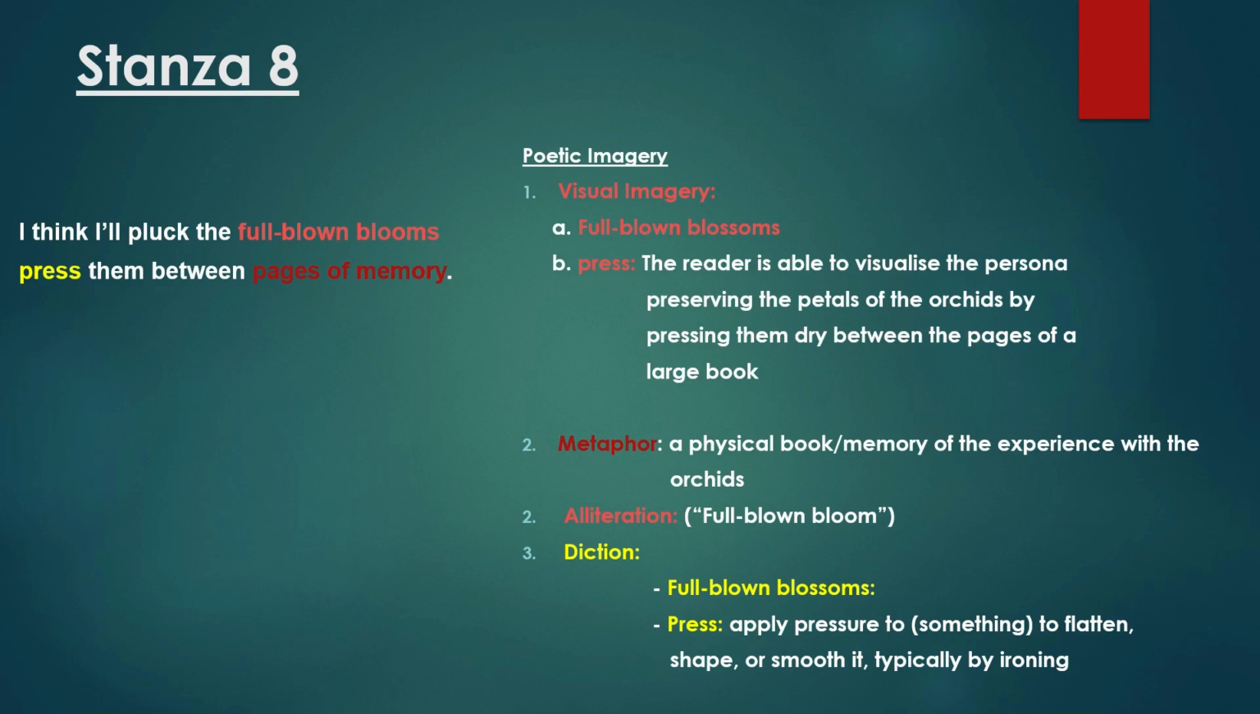Okay, so now pages of memory is an example of a metaphor, but we'll get there. Let's examine the visual imagery in stanza 8. So visual imagery, the first example we have there is full-blown blossoms, because we can visualize flowers or petals when they are full blown. We can see the difference between when they are young, when they wilt, and when they are freshly open or developed. And the word press there is an example of visual imagery, because the person says, I think I'll pluck the full-blown blooms and press them. You can visualize the person actually placing or preserving the petals of the orchids in their dry state between pages of memory. Okay, they are pressed there.